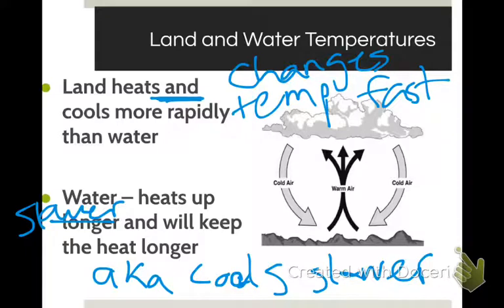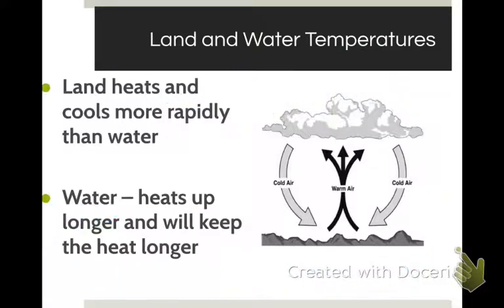So because of land's specific heat, it doesn't take as much energy for it to change temperatures, and so therefore it can change quickly. Water takes more energy to change it by a degree, therefore it's going to change temperatures very slowly. So hopefully you're about done writing this down. If not, pick it up because I'm about to change the slides. But this is a very, very important concept to understand, so make sure that you do know that. Okay, moving on.